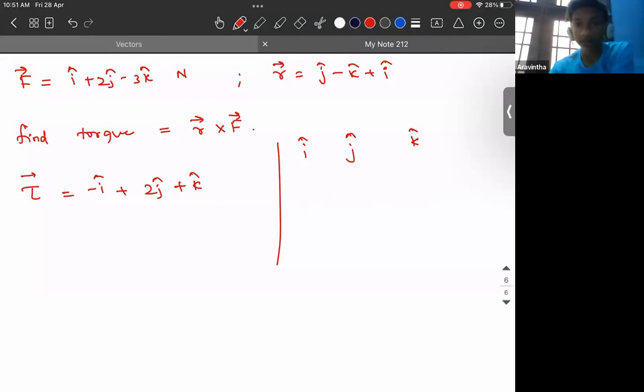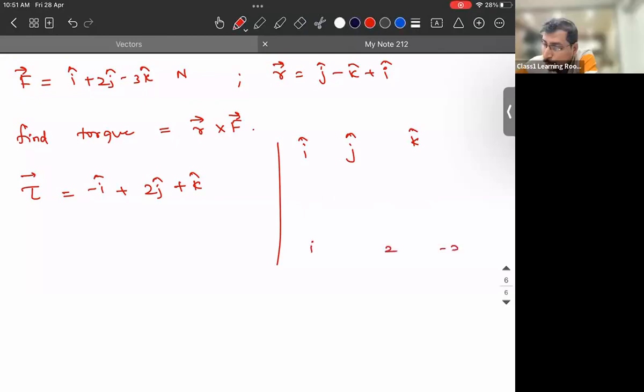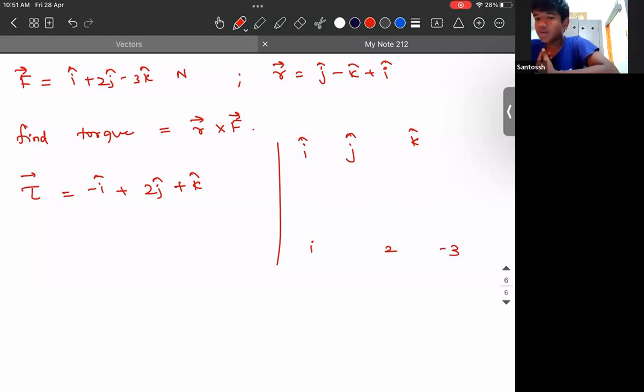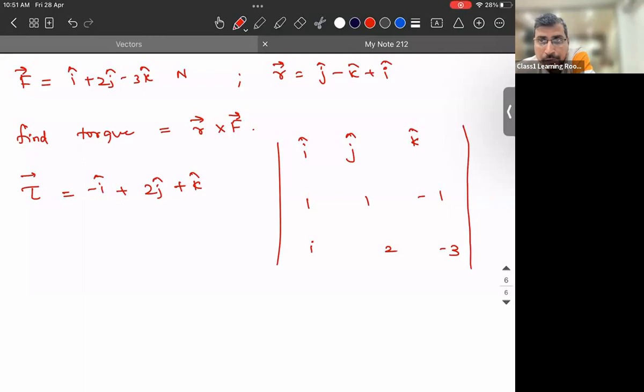So F you wrote 1, 2, minus 3. What did you write for R? I wrote 1, 1 and minus 1. Yes, sir, 1, 1 and minus 1. Yes. Because what is the change I made in the question? It's not in the order.